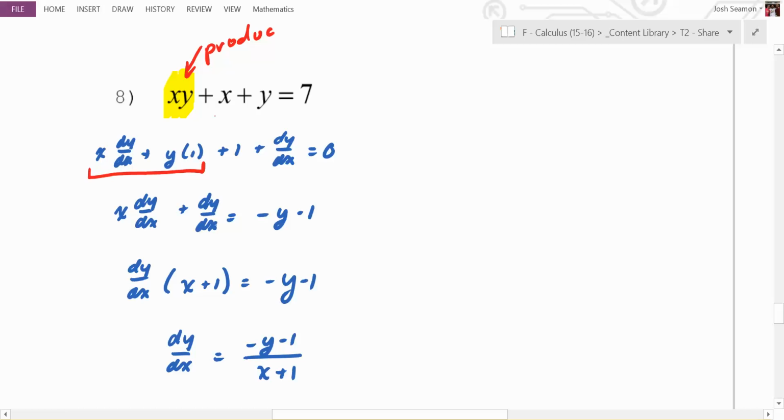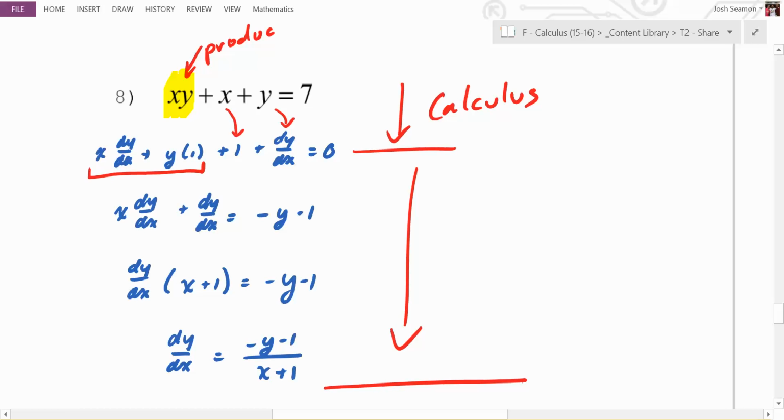What's the derivative of x with respect to x? 1. And what's the derivative of y with respect to x? Well, dy dx. So at this point, from here, it's calculus, and then what's after this? To here, what is that? What type of math? Algebra. That's right.